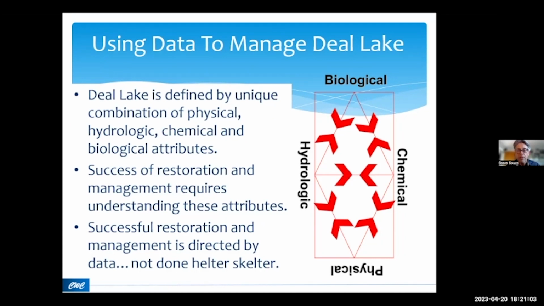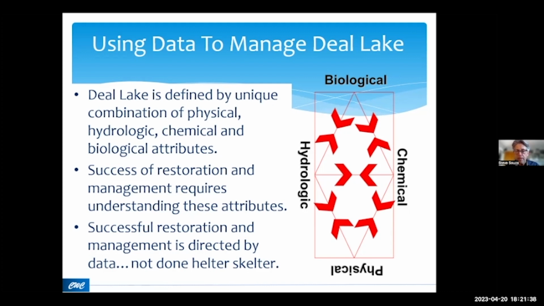They're defined by a combination of various attributes. Some of those are physical, such as the depth and the size of the lake. Some of them are hydrologic, how much water enters and leaves the lake on a daily, monthly, annual basis. Some of them are chemical. And that's where we focus our efforts in terms of monitoring the lake, measuring these various chemical attributes of the lake that then tell us different things about the health and well-being of Deal Lake. And then there's definitely biological attributes.